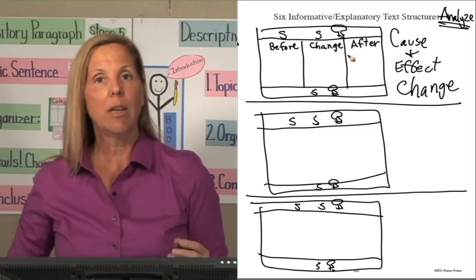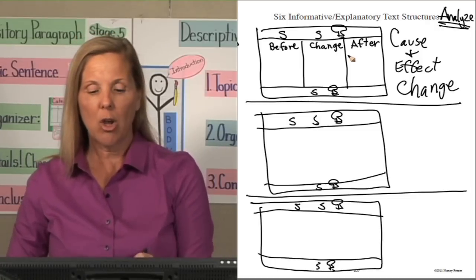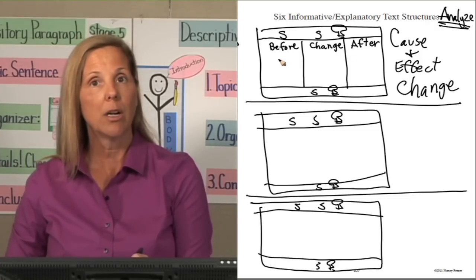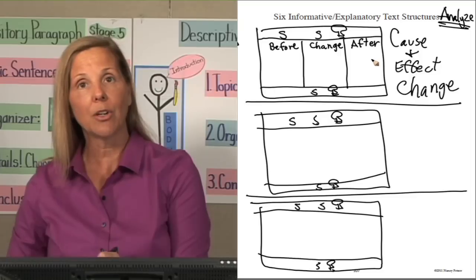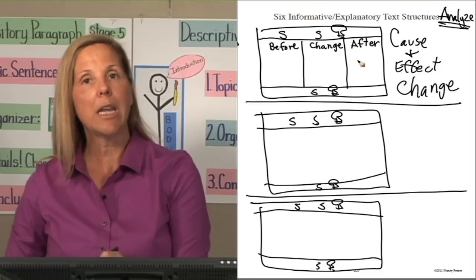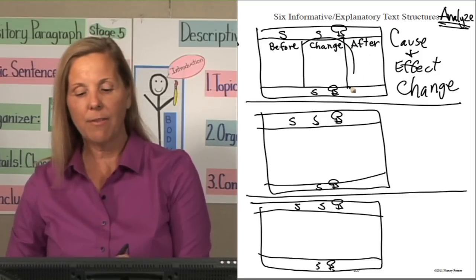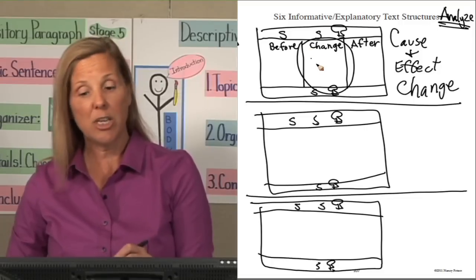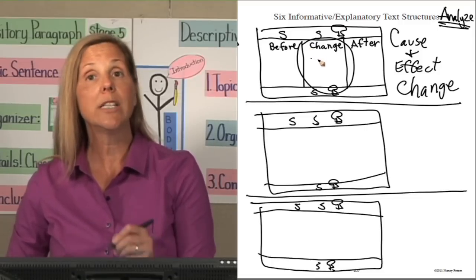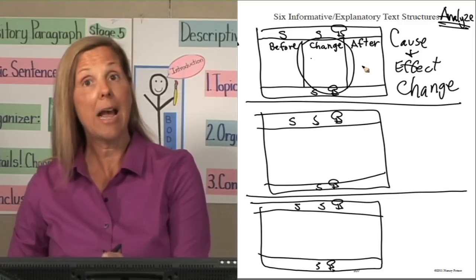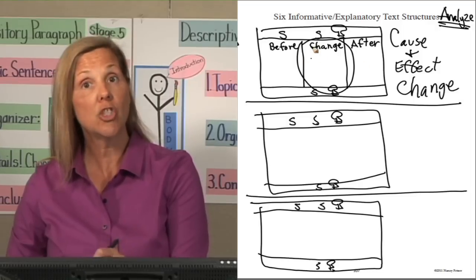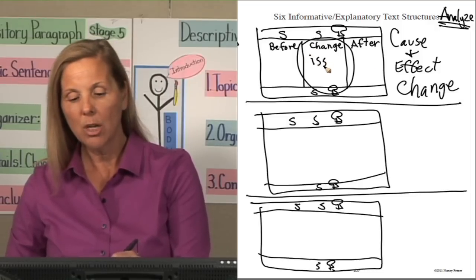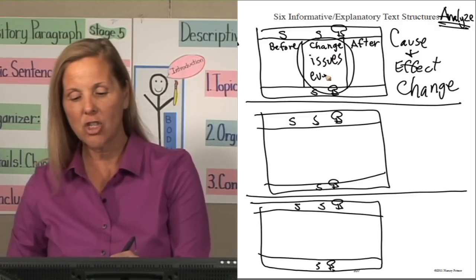When we're filling in our information for change, we always fill in what? Before. Then we jump to after. Now that we have the before and after, then we can identify the change. The change is when you identify what caused that after. What caused the change? What issues or events caused that change?